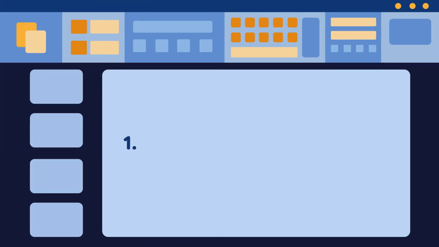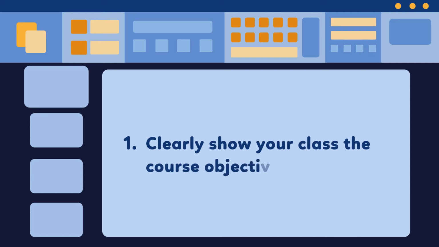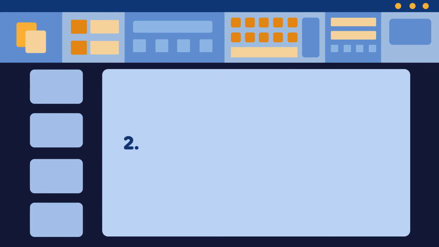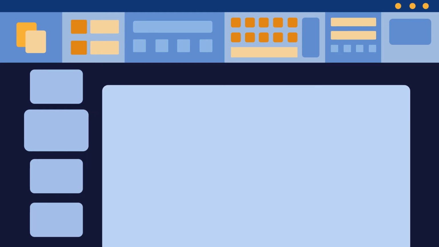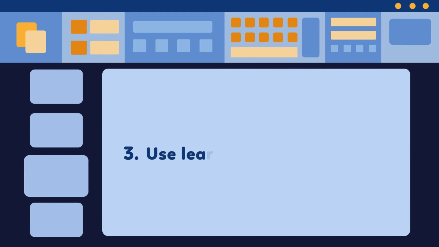Tip number 1, clearly show your class the course objectives so they know what to expect and what they will accomplish during the session. Tip number 2, express a strong benefit statement which explains how your class will gain something from the training. Tip number 3, use your learners' names often, especially if you don't hear from some of them during the class.